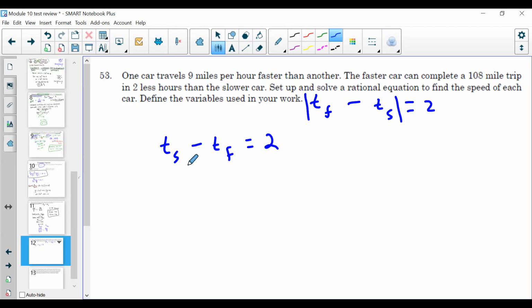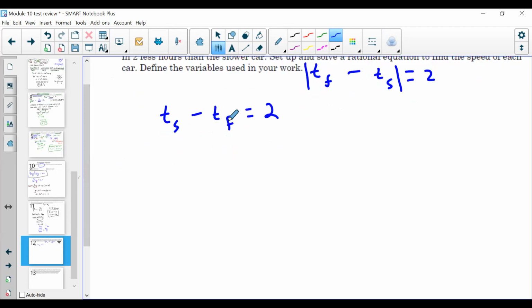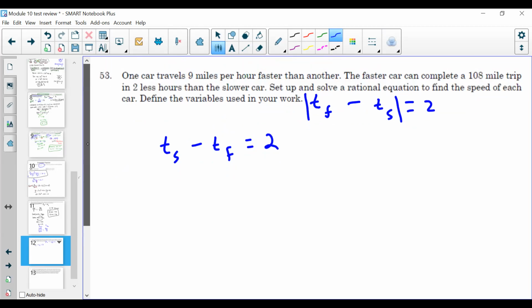So I'm going to put it this way so I don't have to deal with any absolute values. So I have T sub S minus T sub F equals 2. And the time of the slower car, I'm told, is going to be, well, I don't know what it is, but I know he's driving 108 miles at some speed that I don't know. We'll just call it x.